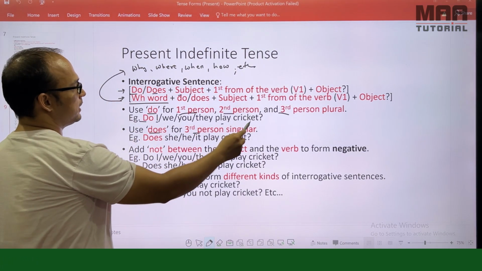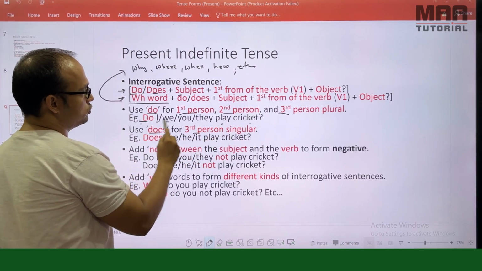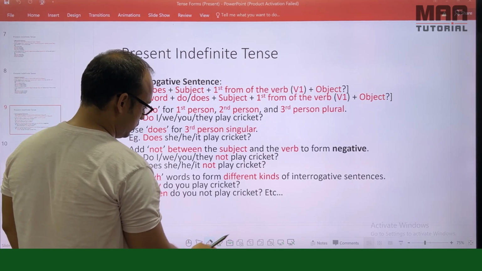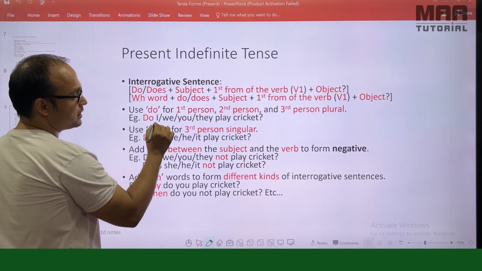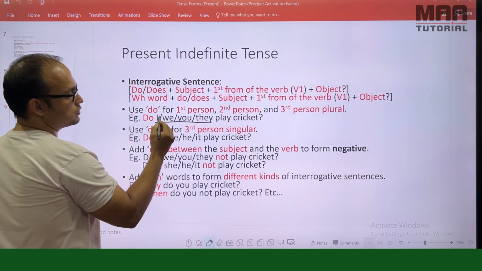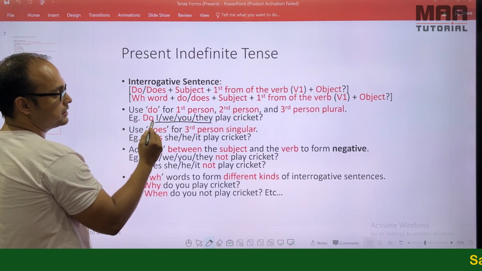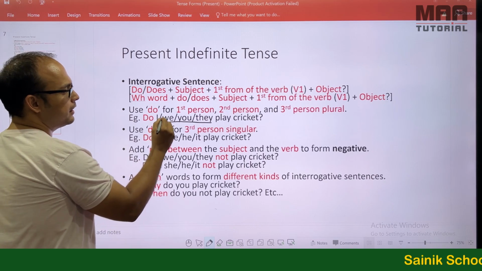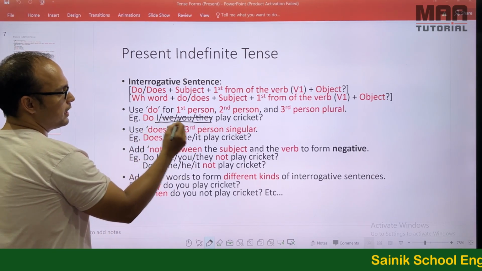Do I play cricket? Do we play cricket? Do you play cricket? Do they play cricket? Don't get confused by this. If you see this entire thing, you see there are slashes in between. That means this or this or this or this. So we will use one of them. For example, I'll say do I, and cut the rest. Do I play cricket?